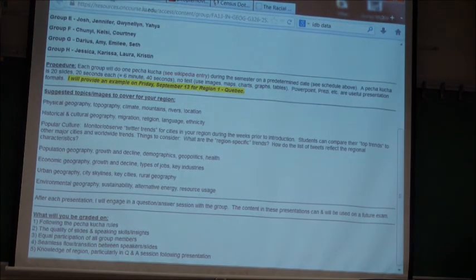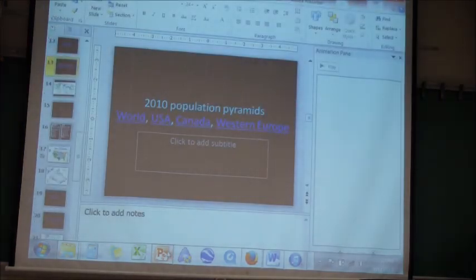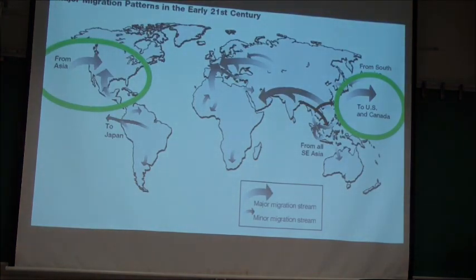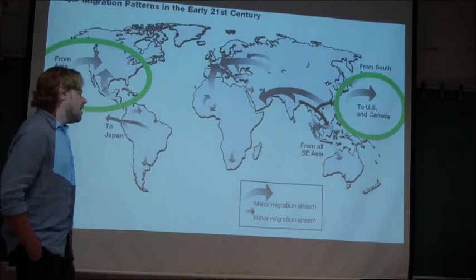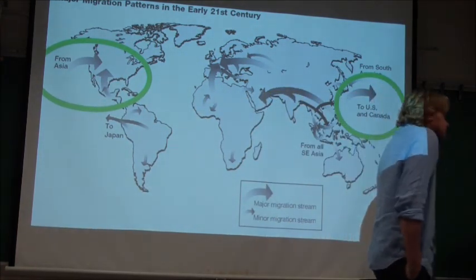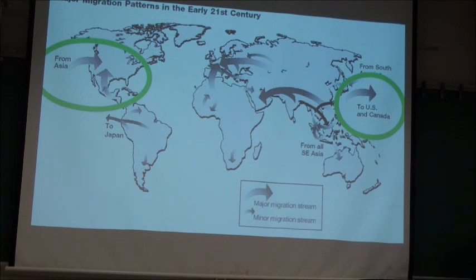I think we're on to migration, I believe. We got any cute maps to show? Yeah, there's a cute map. So where we got people coming from. As far as the United States and Canada, I hope I emphasized the fact that it's growing due to immigration. Well, where are they coming from?